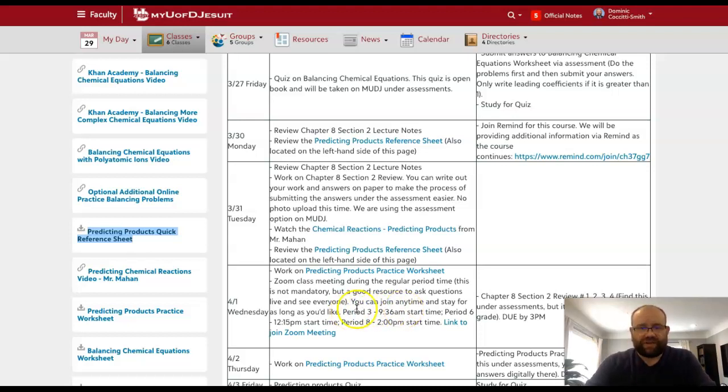So you can see period 3 will start during that class time, period 6 during your class time, and period 8 during your class time. If you're unable to make one of your class times, let's say you have a quiz or a test in another class, you're more than welcome to join one of the other periods. But if you can, please join your normal class period for that Zoom meeting.